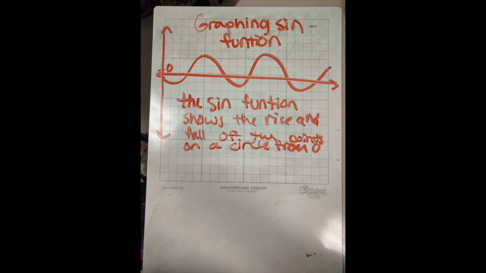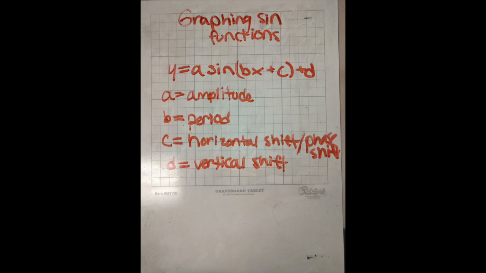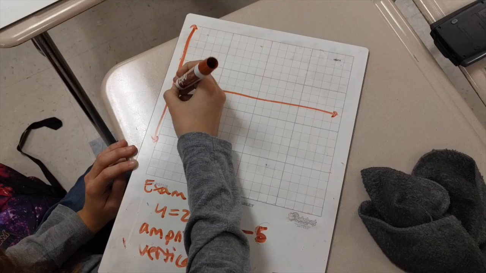The sine function shows the rise and fall of the points on a circle starting from 0. So the standard form of a sine function is y equals a times sine of bx plus c, and then outside of the parentheses plus d. The a value is for the amplitude, the b value is for the period, and then the c value is the horizontal shift or the phase shift, and then the d value is the vertical shift.